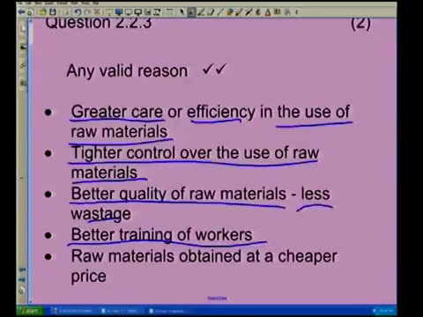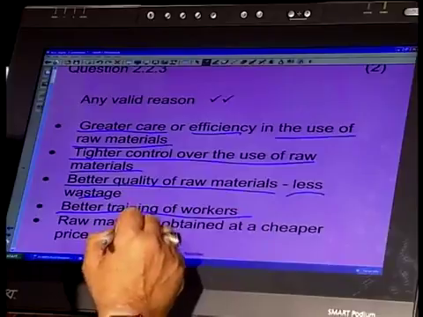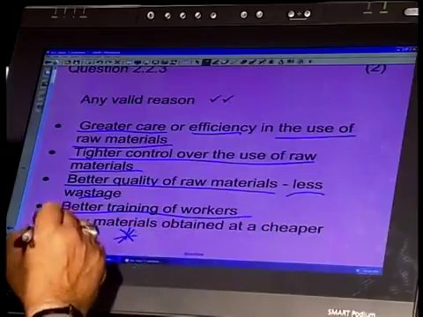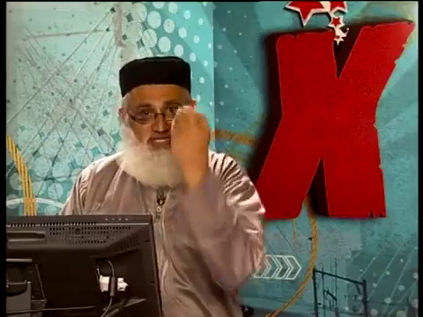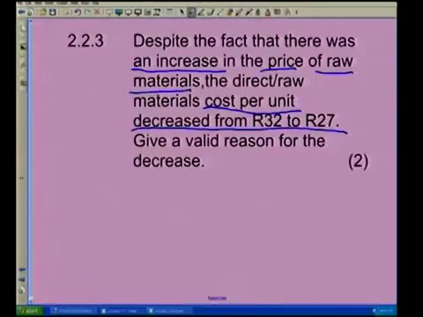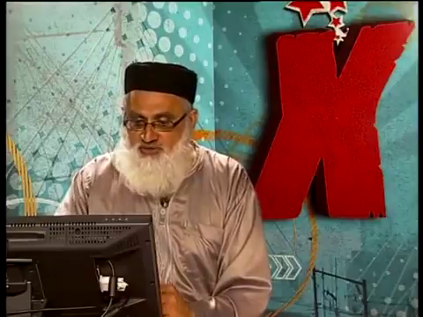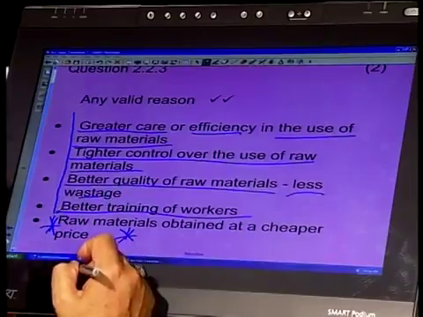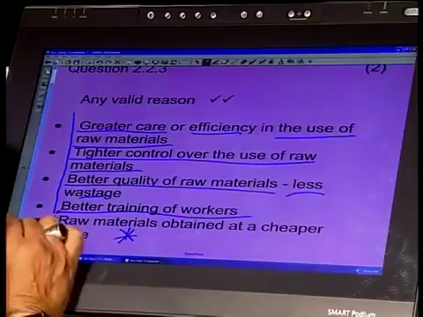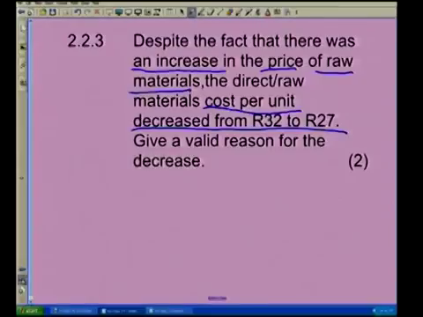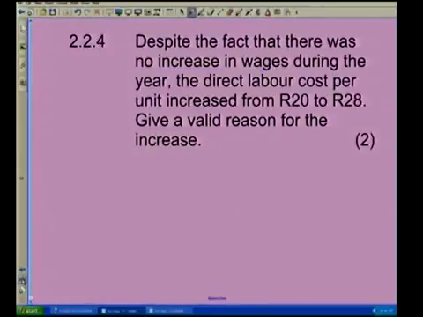We said that despite, let's look at the question, what did it say? Despite the fact that there was increase in the price of raw materials, so obviously this one here will not hold true. This will not be an acceptable answer. Why? Because they're telling you, despite the fact that there was an increase in the price of the materials. Okay, so therefore that particular one would not hold true. So these are possible responses that you could use in answering this question.